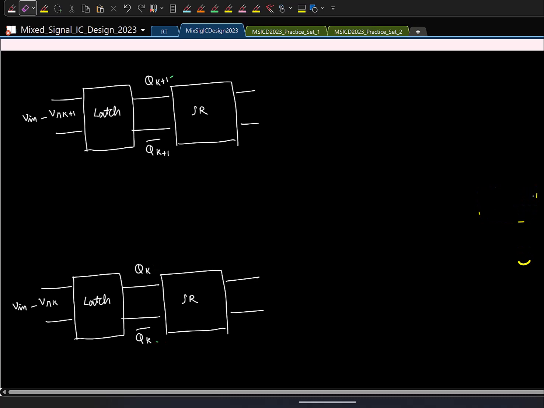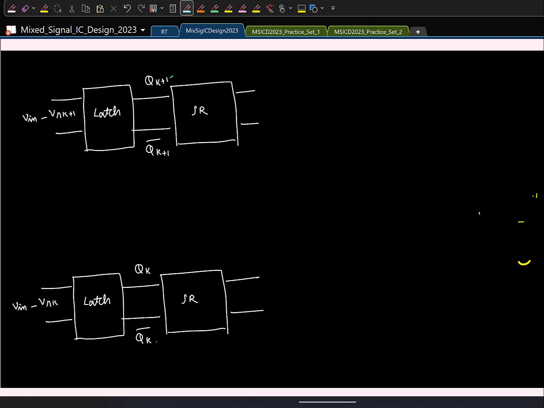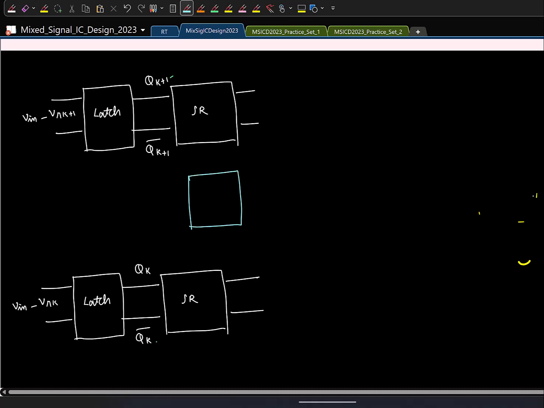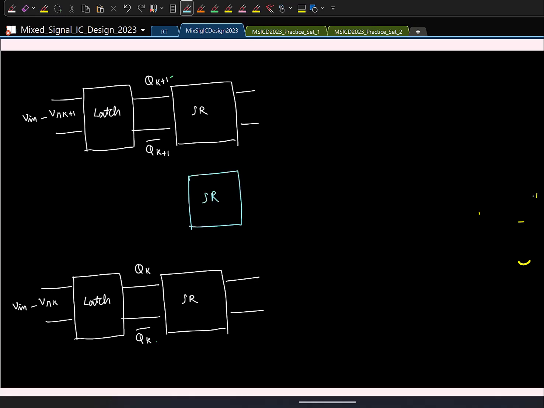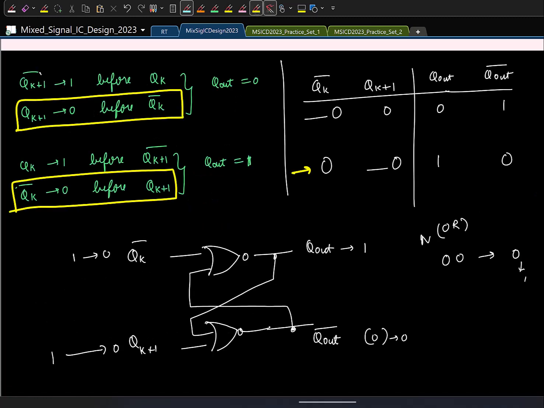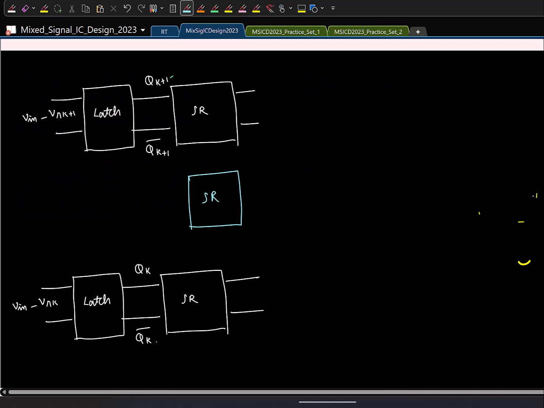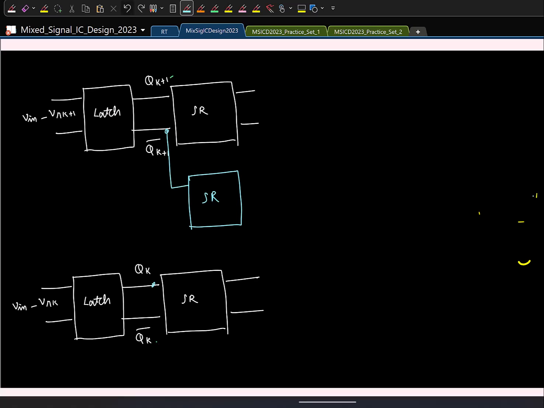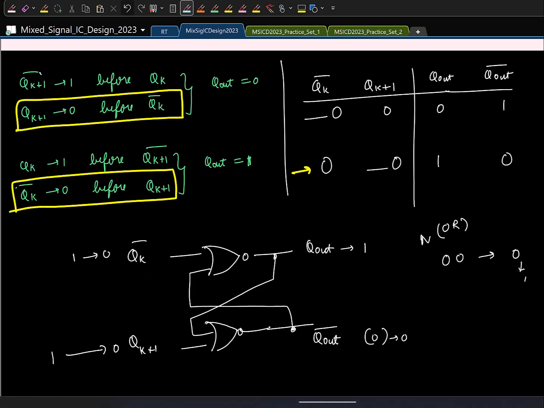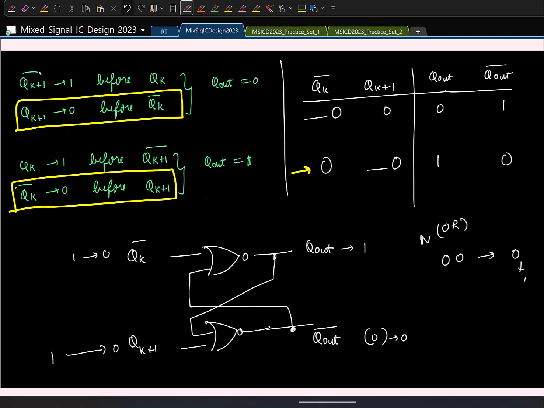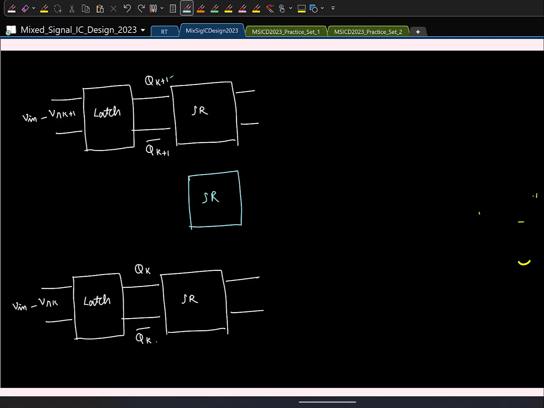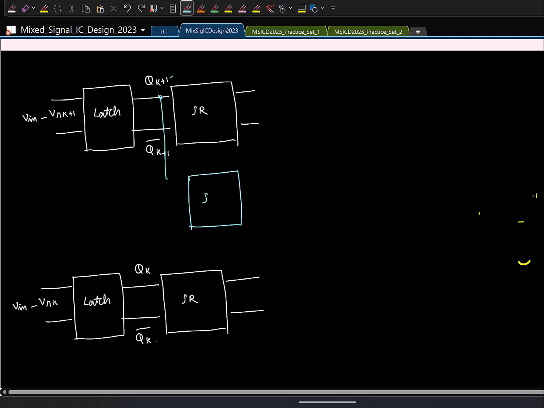So all I have to do is take one more SR latch here, right? And the inputs I have to give them are Qk bar and Qk+1. That's all. I'll give them the correct thing. Sorry, what are the inputs? Qk bar, right? Qk bar and Qk+1. So that's all.